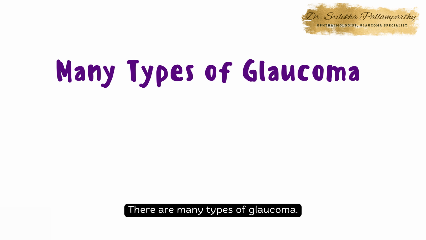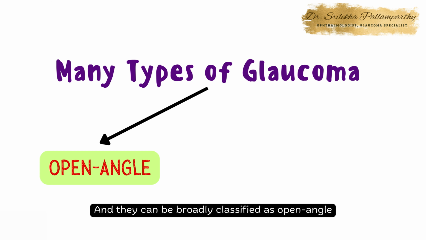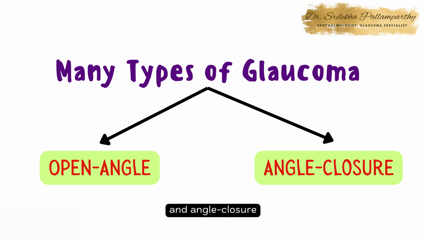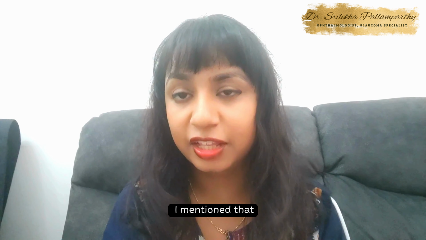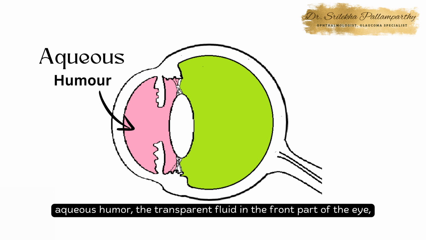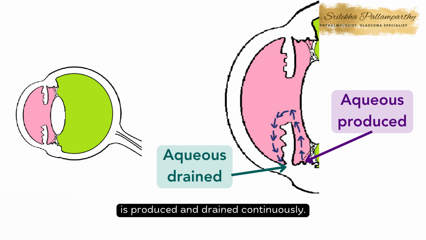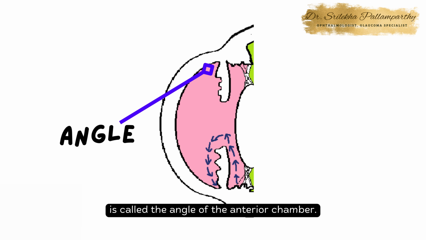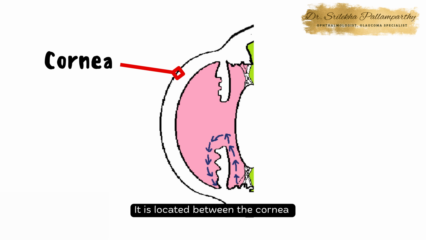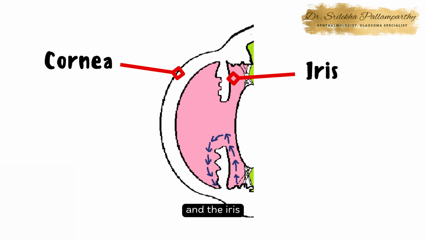There are many types of glaucoma and they can broadly be classified as open angle and angle closure. Now, what is an angle? If you have seen my previous video, I mentioned that the aqueous humor, the transparent fluid in the front part of the eye, is produced and drained continuously. The area where the drainage occurs is called the angle of the anterior chamber. It is located between the cornea and the iris.